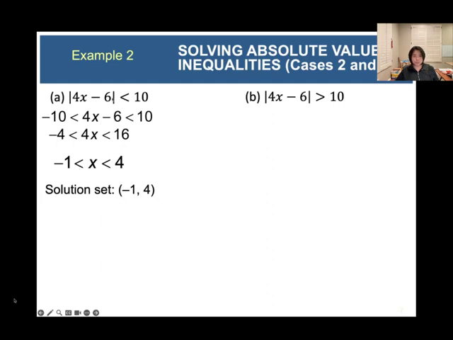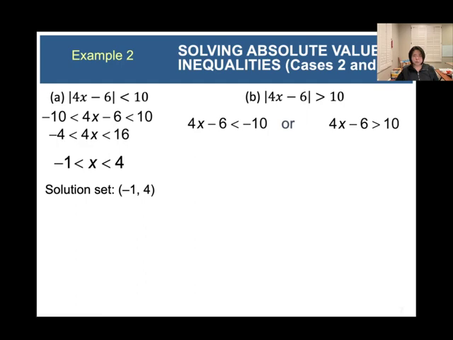Okay, one more time. This guy, absolute value of x strictly less than k. So you know x is in between negative k and positive k. And this one, absolute value of x greater than k. So that would be a disjoint solution, right? So 4x minus 6 less than negative 10, and then 4x minus 6 strictly greater than 10, okay? That's an OR.